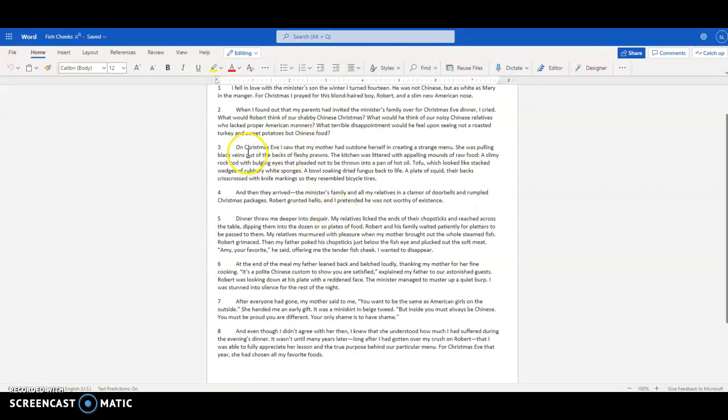We've basically talked through paragraph 3, where the mom is creating the meal, and then we have the minister's family arrives in paragraph 4. So in paragraph 4, they arrive. Paragraph 5, this is where the relatives start doing things that are embarrassing. Paragraph 6, the father leans back and belches. And then paragraph 7, this is where Amy and her mom have that special moment.